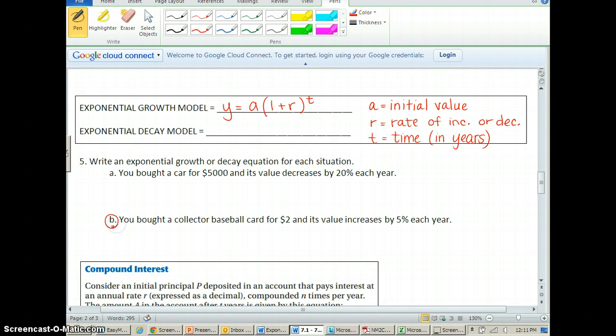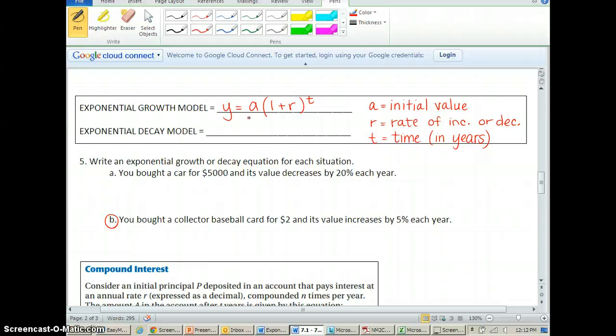Okay? Now, let's talk about exponential growth first. And that's actually exponential example B here. It says you bought a collector baseball card for $2 and its value increases by 5% each year. Now I want to use this to help us make sense of this formula. I start with my initial value and I'm going to multiply that by the percentage of what I get to keep every single year that the value increases.